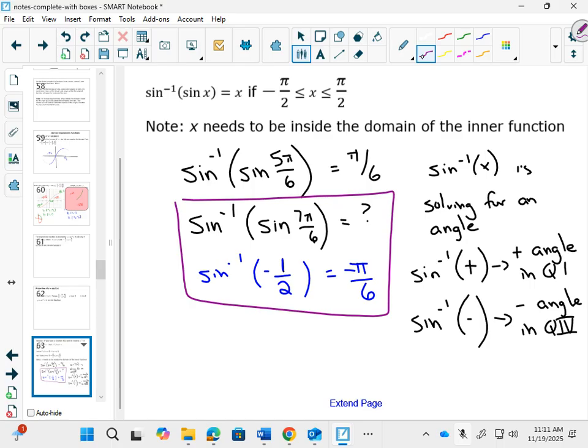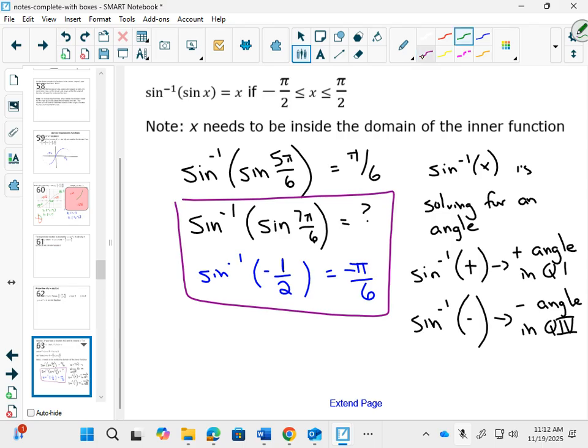It still has to be part of the pi over 6 family. But it's not going to be 7 pi over 6 because sine inverse only has answers in quadrant 1 or quadrant 4. If the answers are in quadrant 1, they're positive angles. If the answers are in quadrant 4, they're negative angles. Now, since sine of 7 pi over 6 is negative a half, I would know I'm looking for a negative angle in quadrant 4. And the pi over 6 family that belongs in quadrant 4, that's negative, would be negative pi over 6.